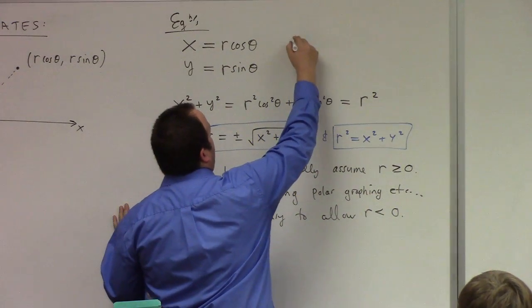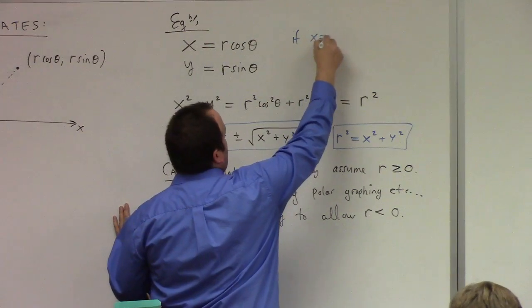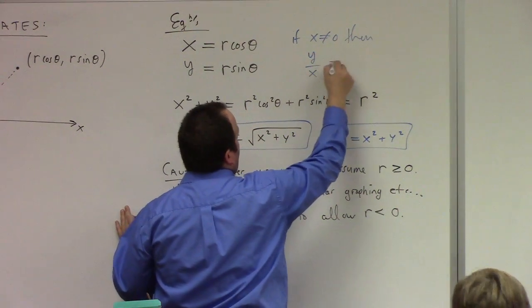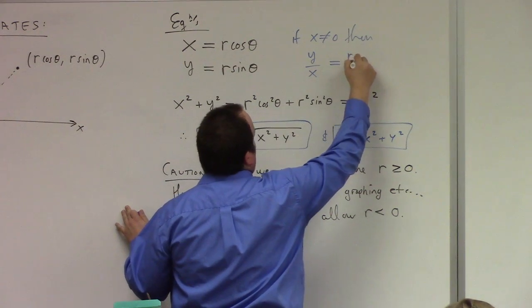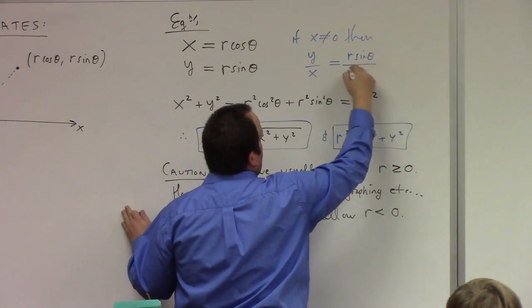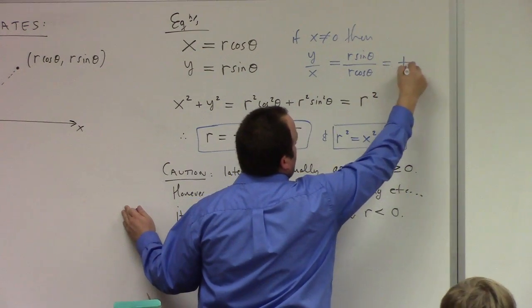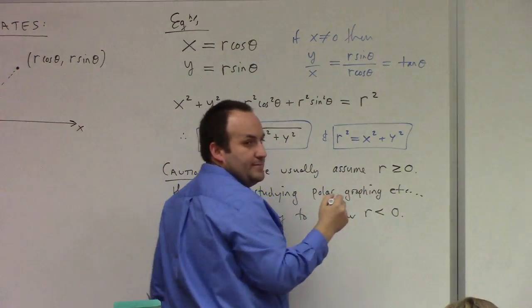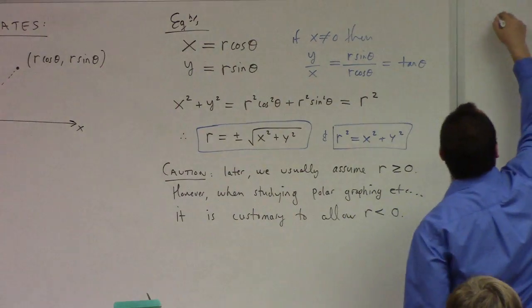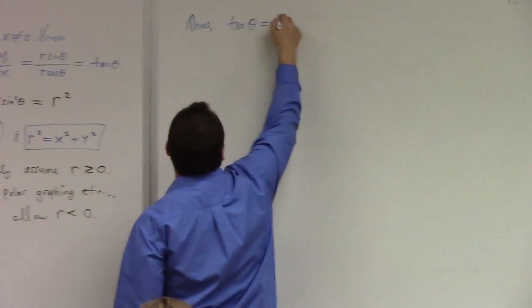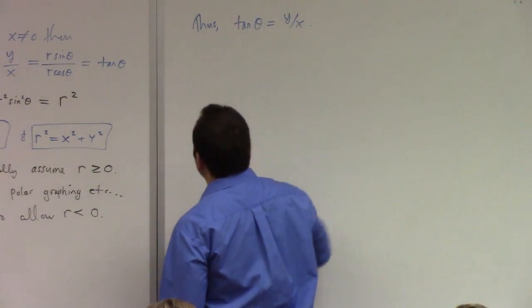How about this? If x is not equal to 0, then y over x is what? R sine theta divided by r cosine theta, which is what? The r's cancel, right? Tangent theta. So thus, tangent theta is equal to y over x.